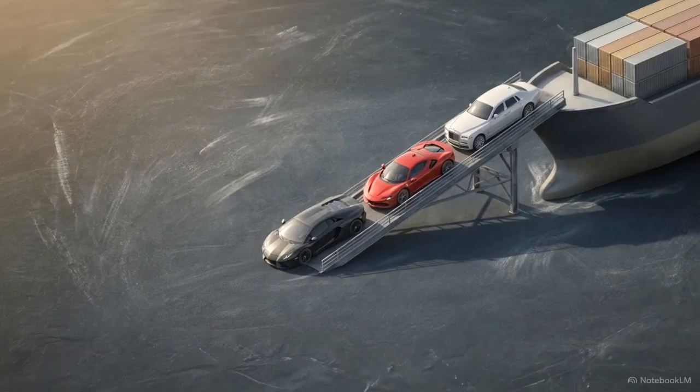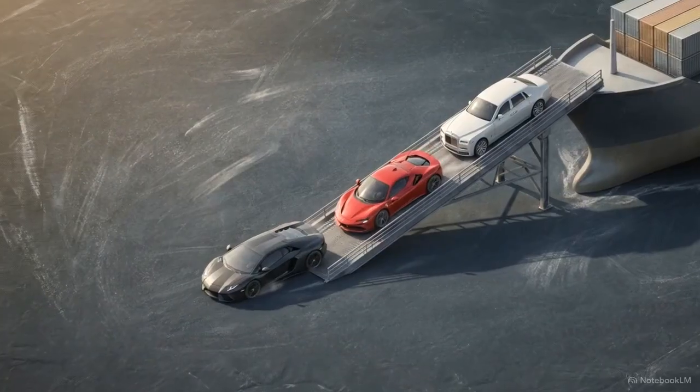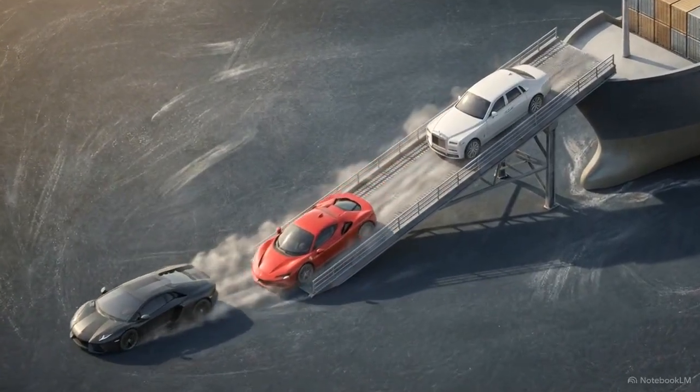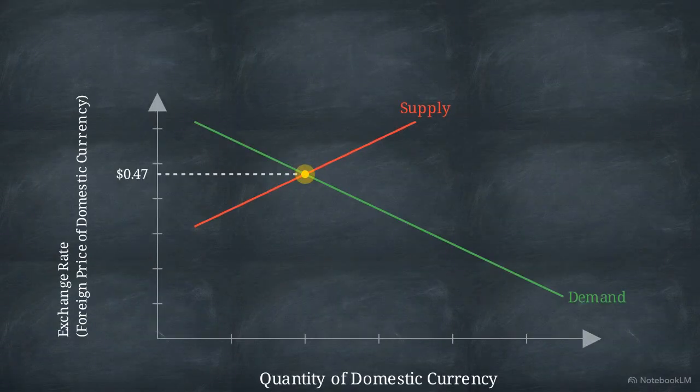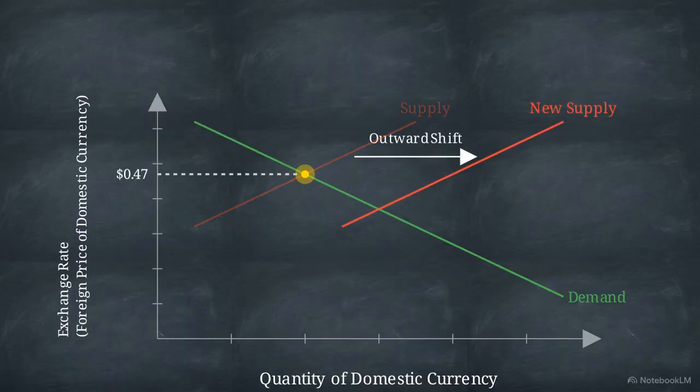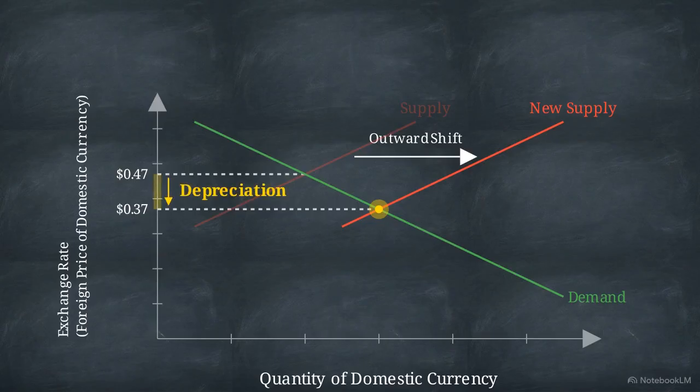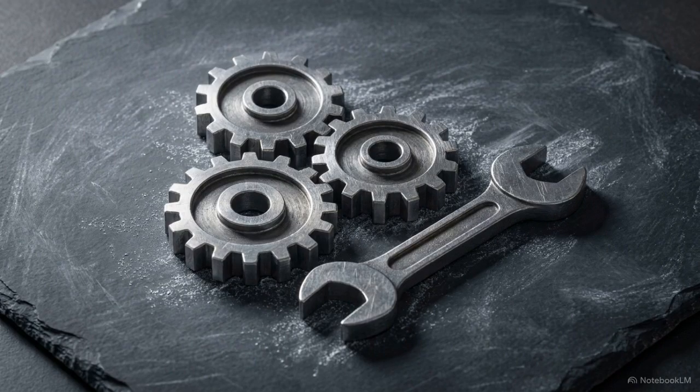Now observe the opposite scenario. Domestic citizens suddenly decide to buy more foreign imports, sending capital out of the country. They flood the foreign exchange market with their local currency to make those purchases. As this chart shows, the supply curve shifts outward, pushing the equilibrium exchange rate down to a lower level. This is depreciation. This lower price triggers a mechanical feedback loop.